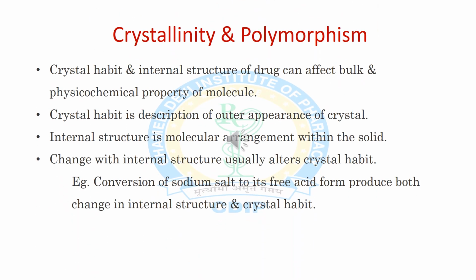Next property which we determine is the crystallinity and polymorphism of the drug substance. Crystal habit and internal structure of a drug can affect bulk and physicochemical properties of the molecule. Crystal habit is the description of the outer appearance of a crystal. Internal structure is the molecular arrangement within the solid. Change in internal structure usually alters crystal habit. For example, conversion of a sodium salt to its free acid form produces both a change in internal structure and crystal habit.